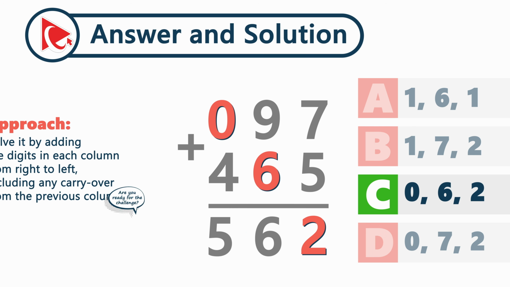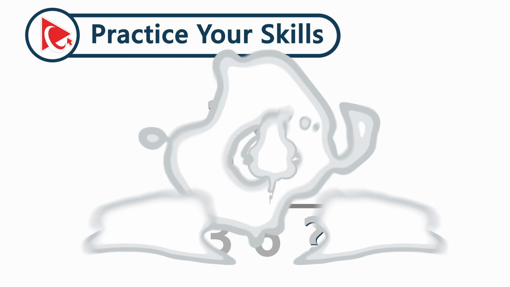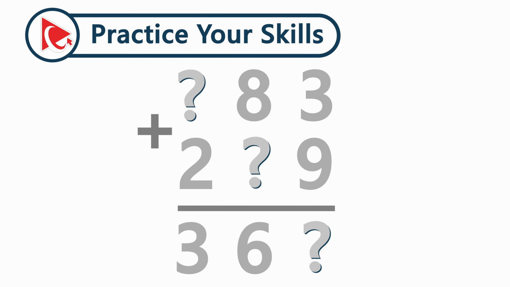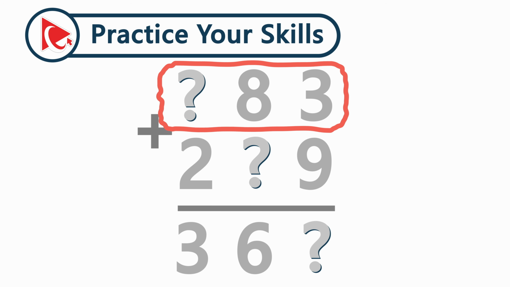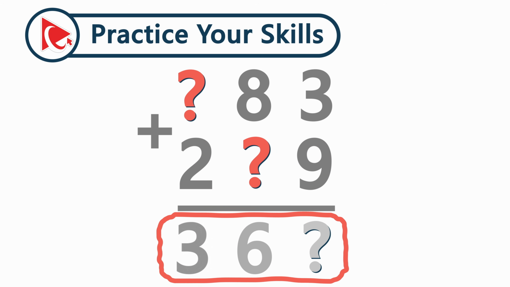But wait, are you ready for your own challenge? Try this question to see how you would do. You're presented with the expression, and you need to calculate the missing numbers. The first row of the expression has numbers missing 1, 8, and 3. The second row has numbers 2, missing 1, and 9. And then the third row has numbers 3 and 6, and then comes the third missing number.